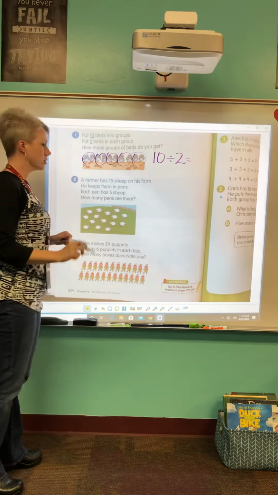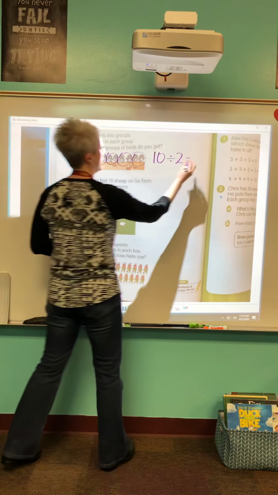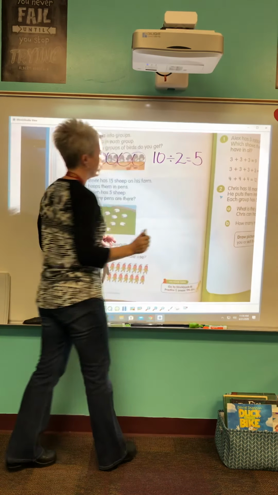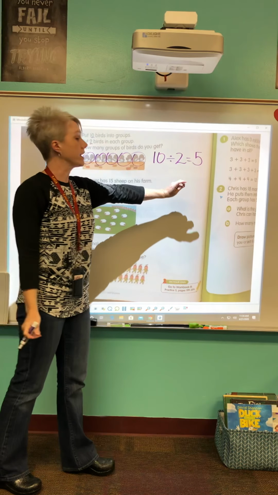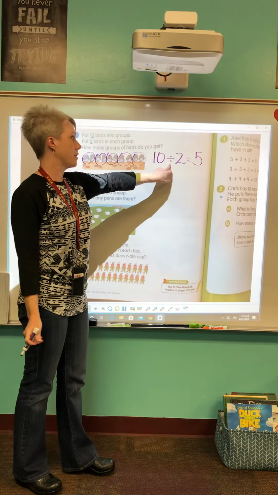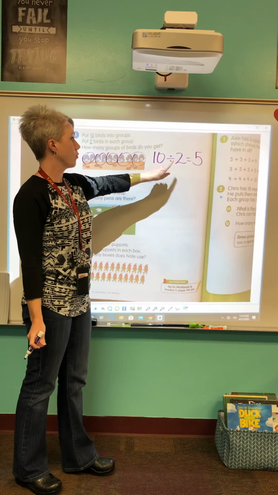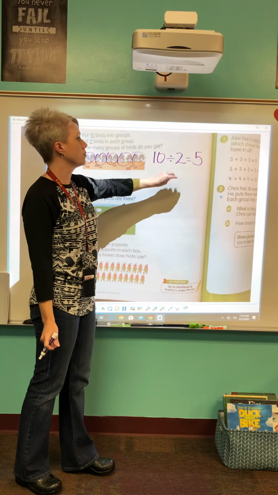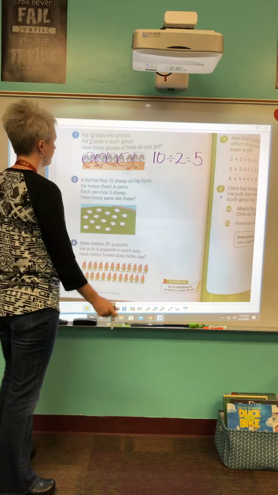And how many groups do we have? Let's count. 1, 2, 3, 4, 5 groups. So when we have 10 birds all together and we put 2 in each group, we will end up with 5 groups. 10 divided by 2 equals 5. We took 10 birds, we divided them into groups of 2, and we ended up with 5 equal groups.